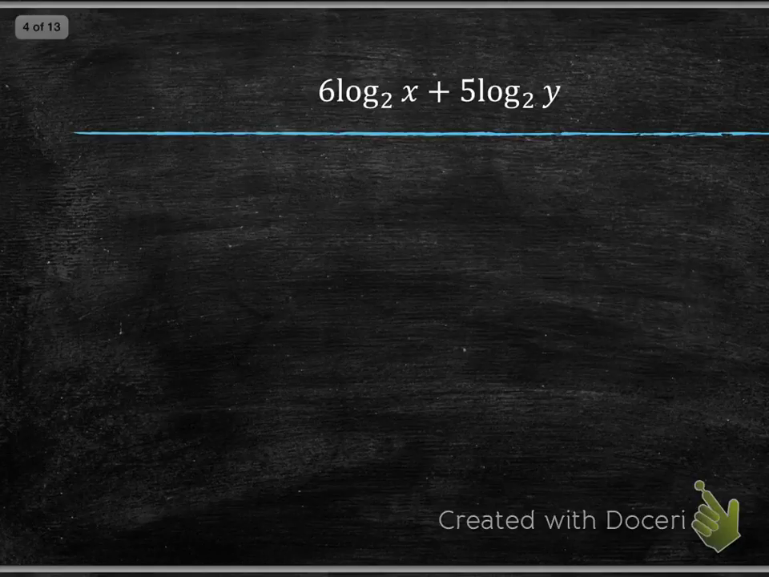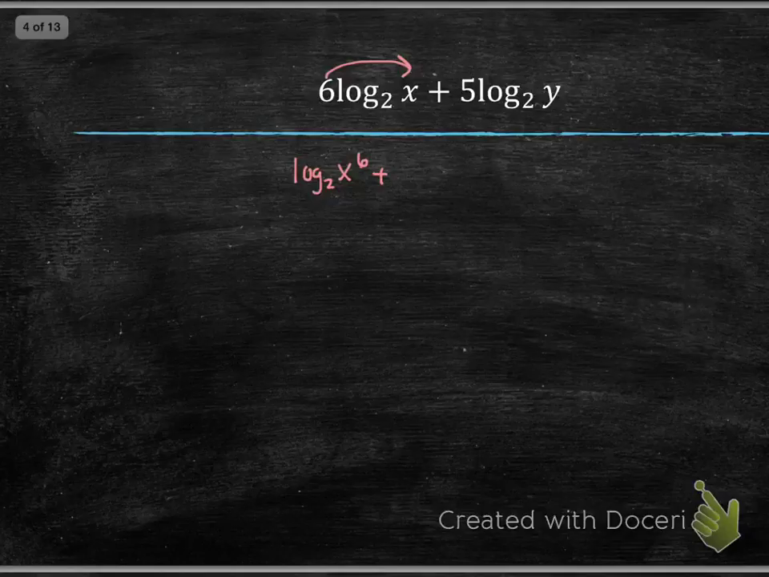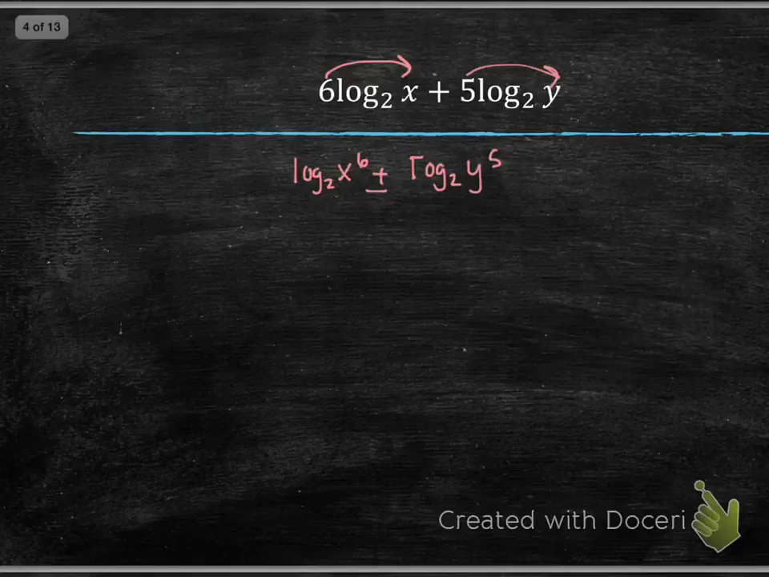So my next one, okay, if I have a number in front, I need to send it back first before I do any multiplying, adding, or dividing. So I now have log base 2 of x to the 6 plus, got to send this one back, log base 2 of y to the 5th. Now I work with this plus sign, which also means multiply when we're trying to condense. So x to the 6th times y to the 5th.